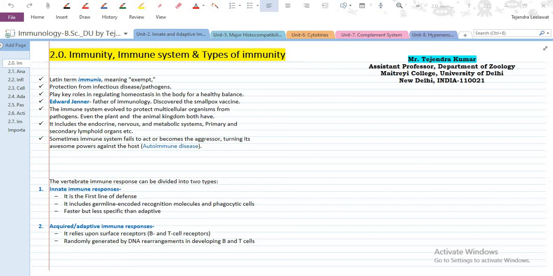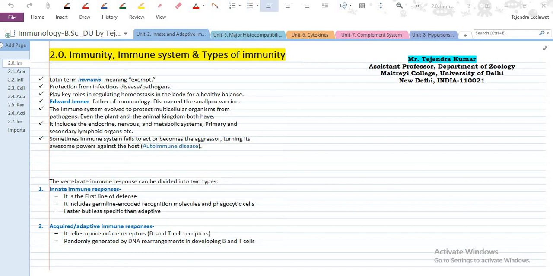Sometimes the immune system fails to act or becomes the aggressor, turning its awesome powers against the host, and that is called autoimmune disease. Autoimmune diseases are those which cause disease conditions in us, and that's why we should protect ourselves from all those diseases.